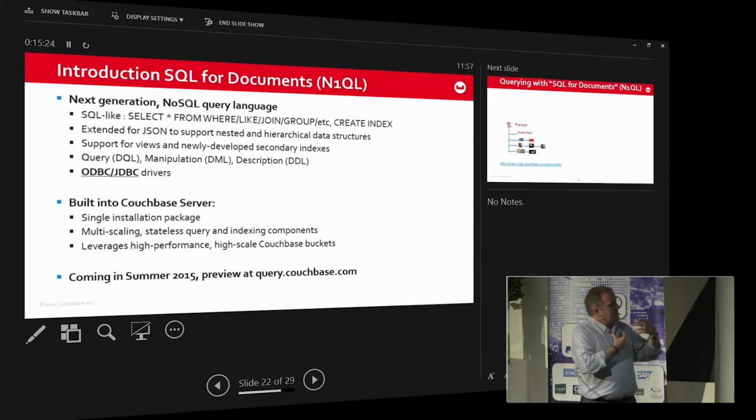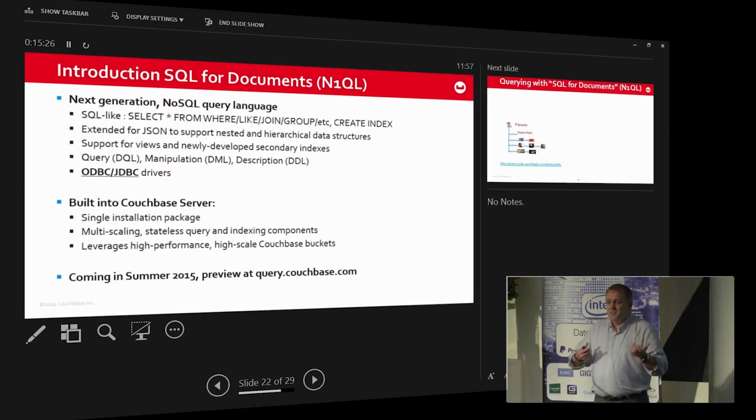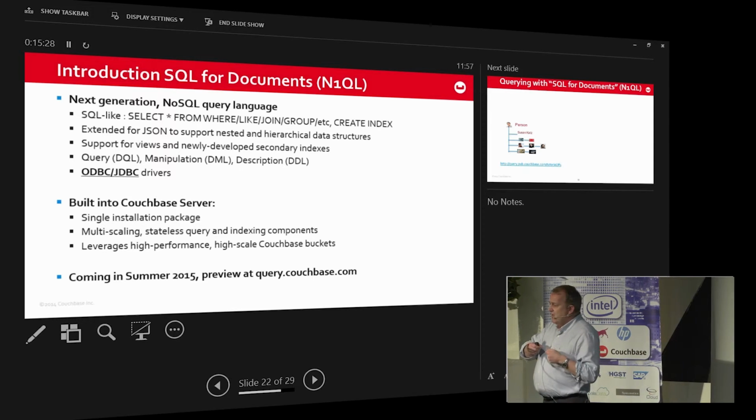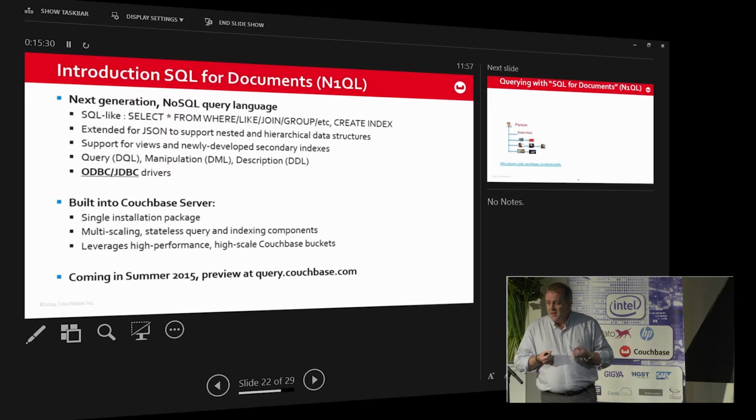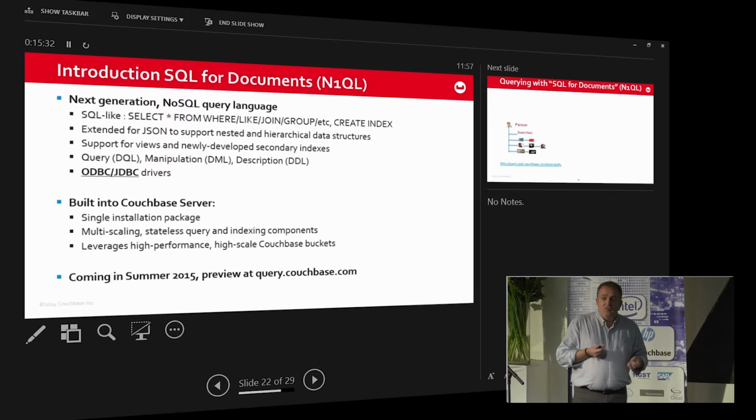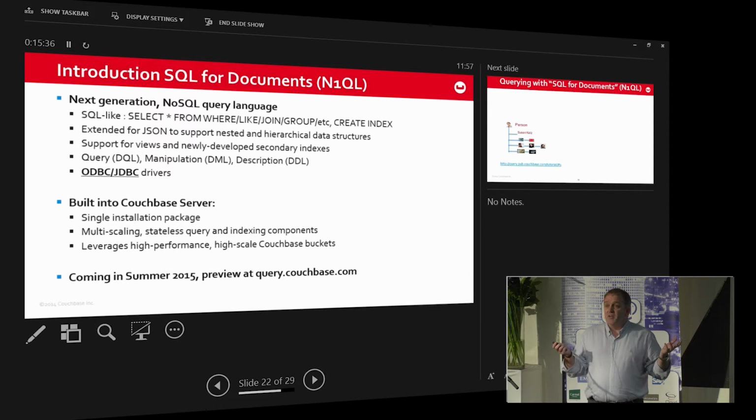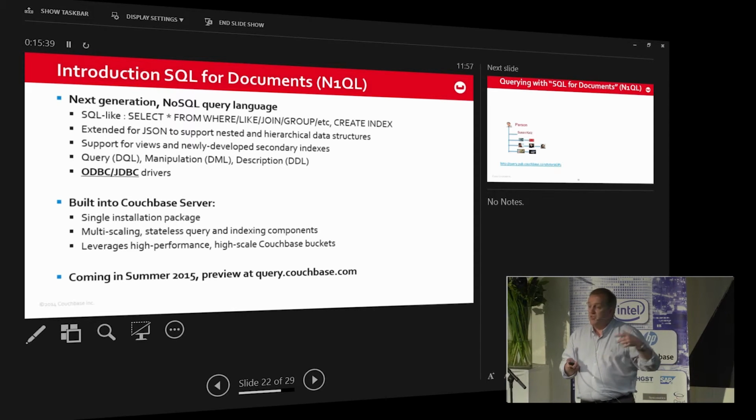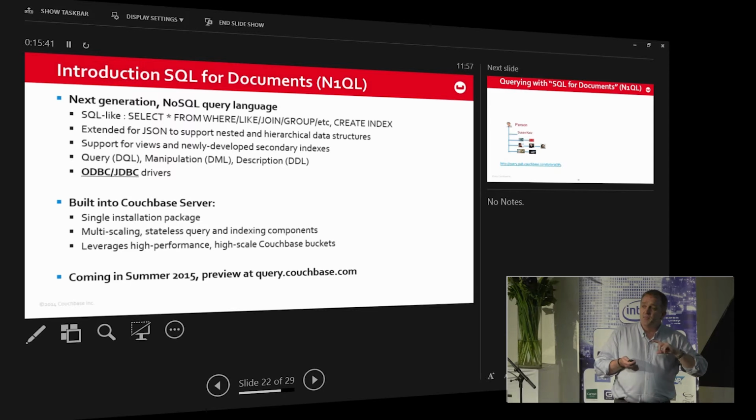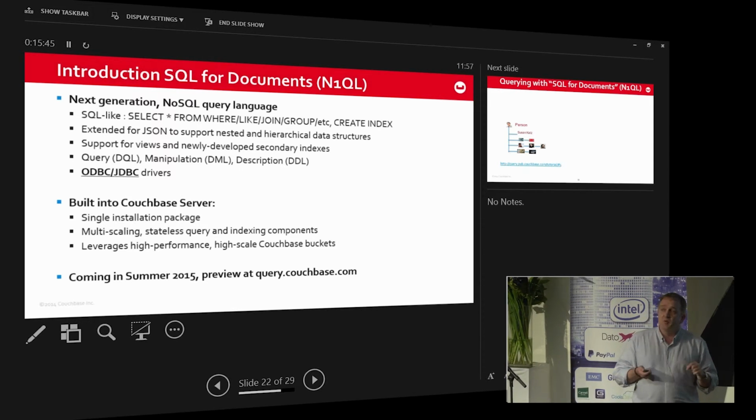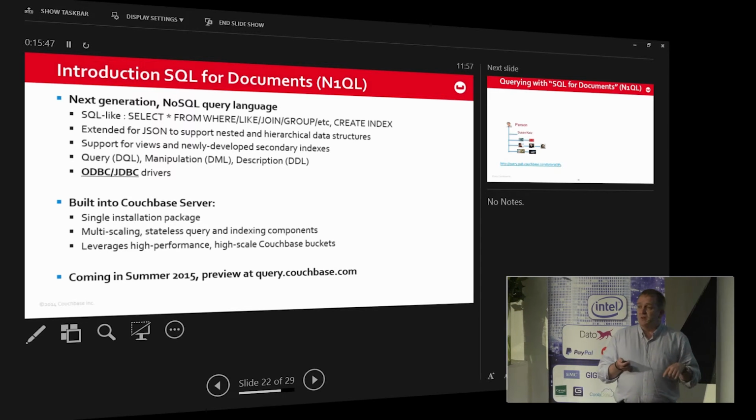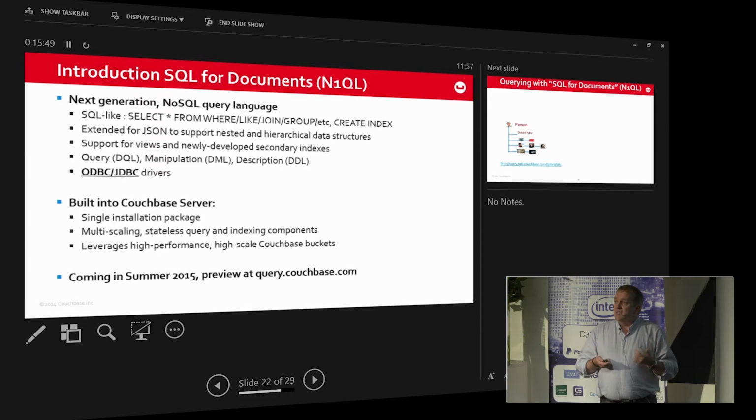And this is all done in a single install package. You don't have to go through any convoluted multi-installs or anything like that. Very highly performant and incredibly highly scalable. It's coming in summer, but it's available now. So if you want to have a play with it, you can just go to query.couchbase.com. It's in developer preview 4. We have some customers here in Israel who are going to be part of our beta program, which has started. So all of that's now in hand.